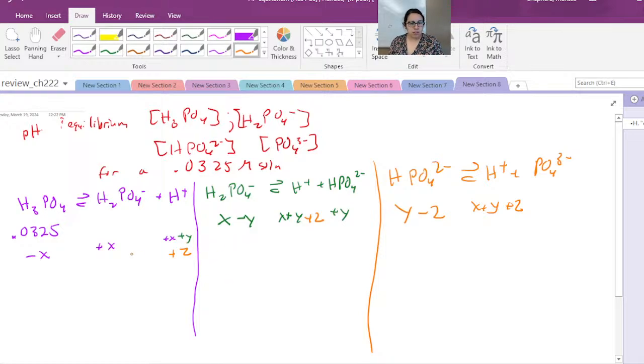That looks good. Sorry, just double checking. I forgot to subtract this from the beginning. For H2PO4 minus, we have minus x, plus x, but it's also losing y. Just filling it back in, that's okay. Now this is y minus z, so we have to fix that. And phosphate is just z. All right, so now we finally have everything.